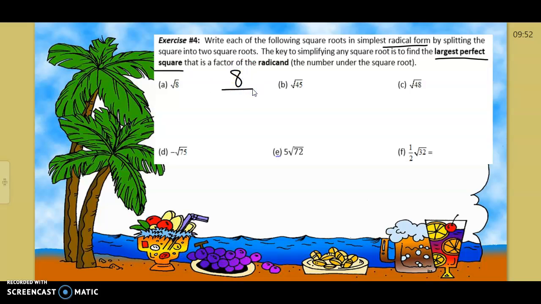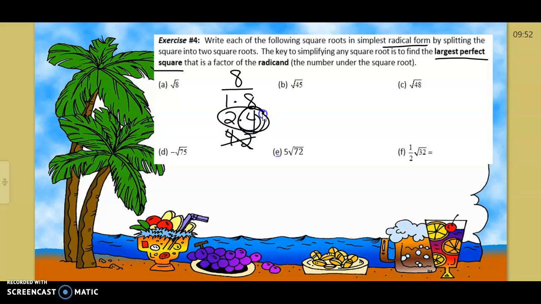Remember that factor list that we were making for factoring? That's going to come in handy here because it's going to let us see the ways that we can rewrite 8. So 1 times 8, 2 times 4, and 4 times 2, and again, I'm repeating myself. So out of those factors, do you see a perfect square? Hopefully you see the 4, right? That is a perfect square.